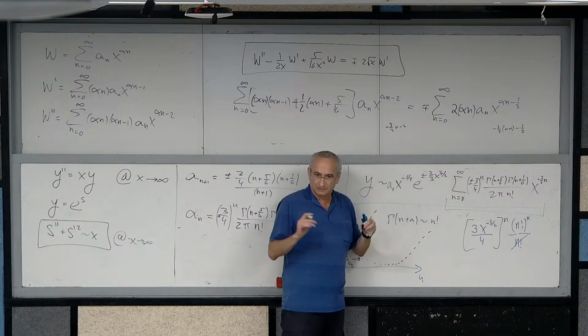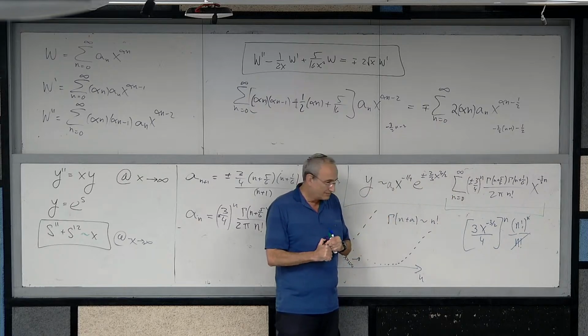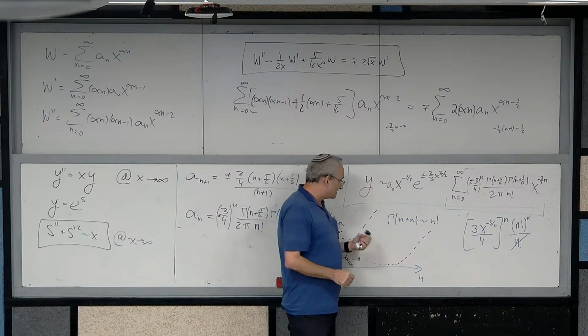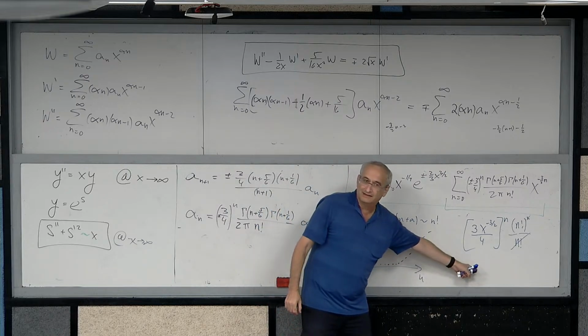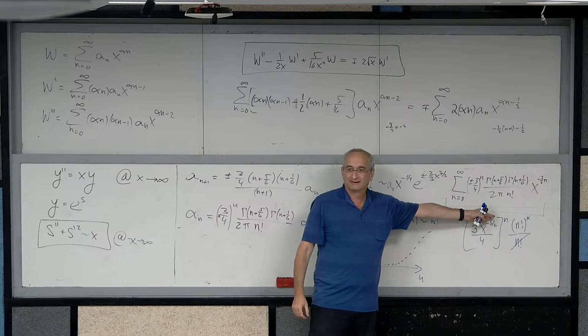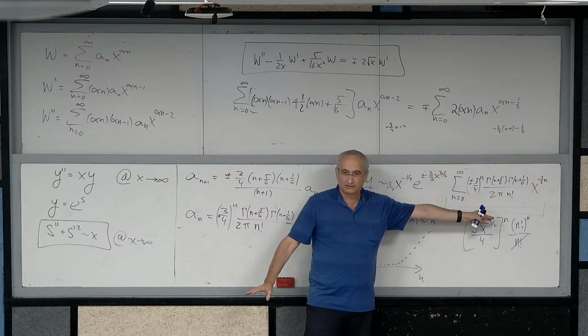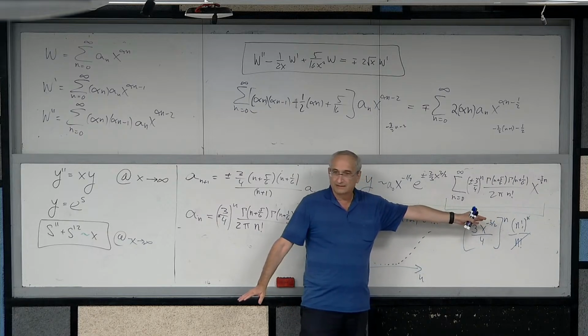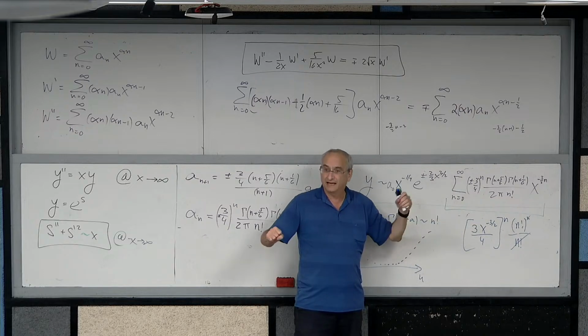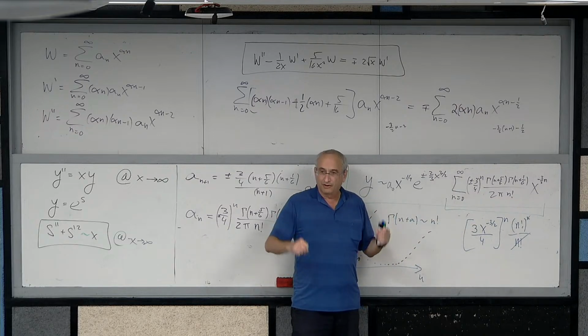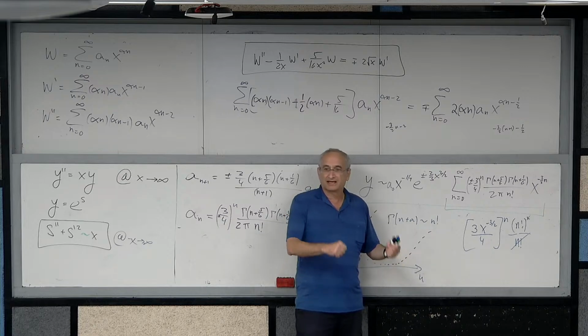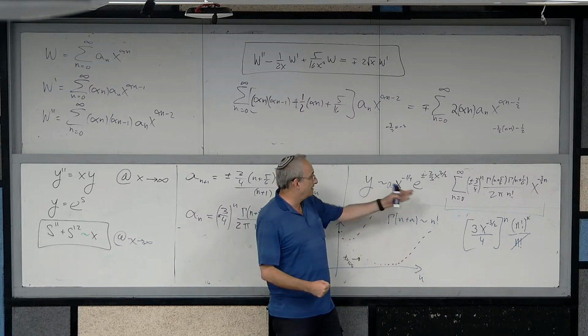Did you understand this? Because this is very important. But still, if we take n to infinity, then the series diverges. For every fixed x, if we take n to infinity, the series diverges.